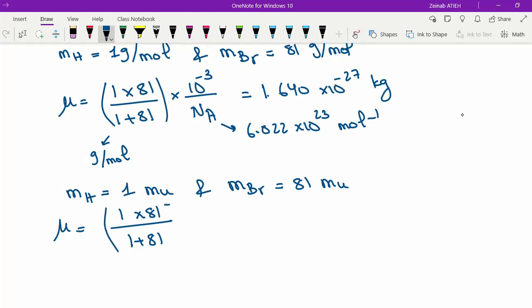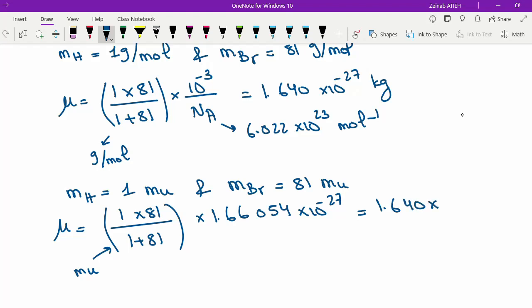So this has a unit of mu. This is the mass. To change it to kilogram, we have to multiply by 1.66054 times 10 to the power minus 27. In this way, we get the same answer as above, 1.640 times 10 to the power minus 27 kilogram. So why did I multiply by this value? Because 1 mu is equal to 1.66054 times 10 to the power minus 27 kilogram. It's found up in the given constants.